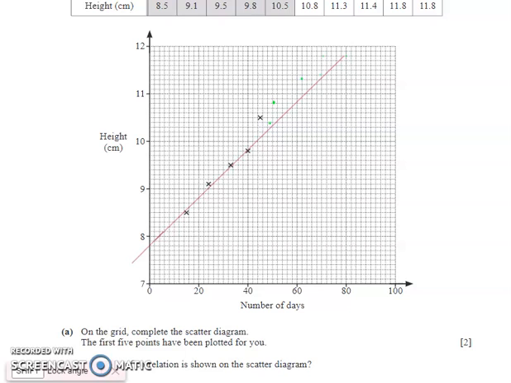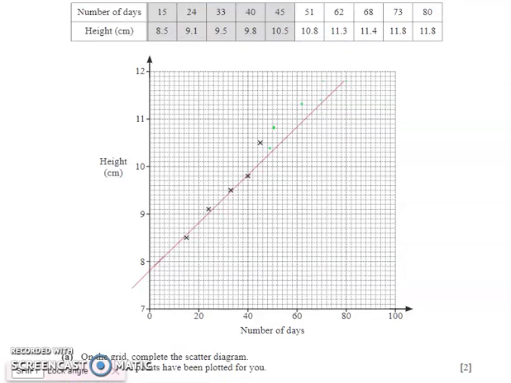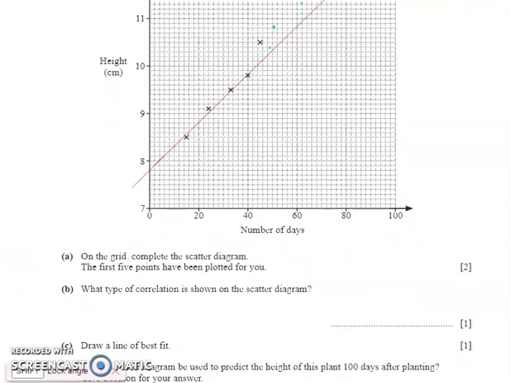In part A, the first 5 points have been plotted for you and we had to complete the scatter diagram. So the first thing, why is it called a scatter diagram? Because all the points are scattered, they don't form an exact line or a pattern. So we will plot these points, and I have plotted these points with the green dots. Then the next thing, what type of correlation is shown in the diagram? So it's a positive correlation.